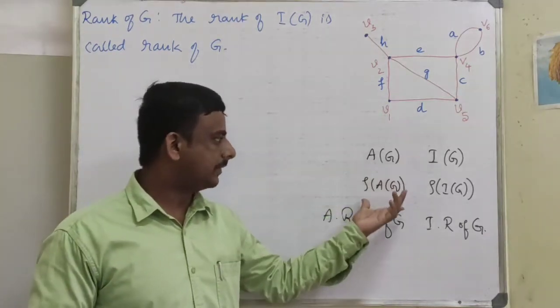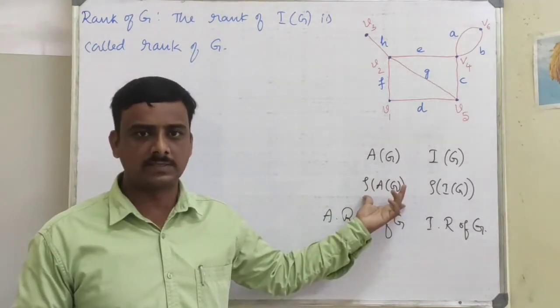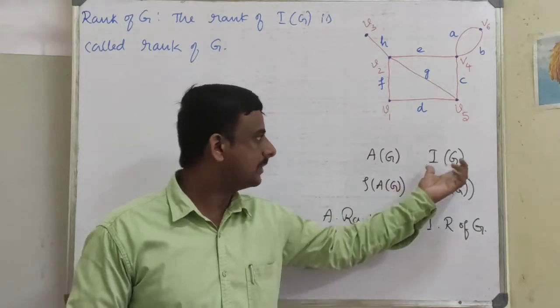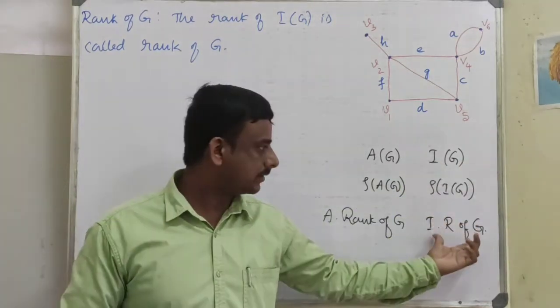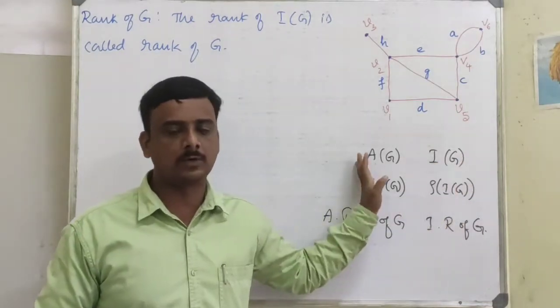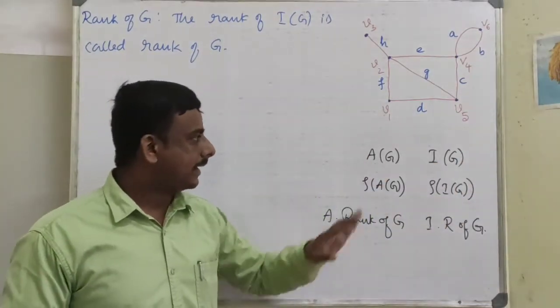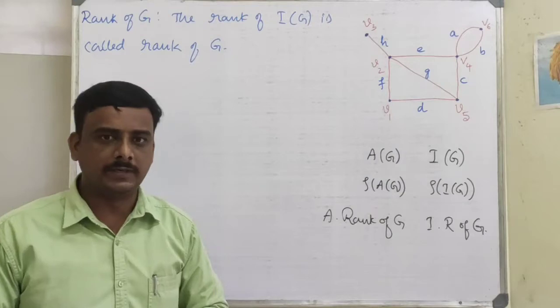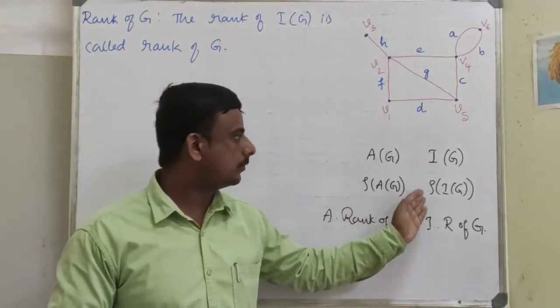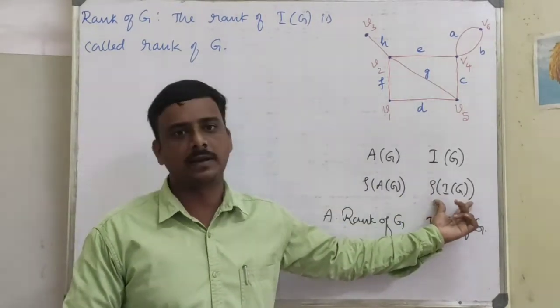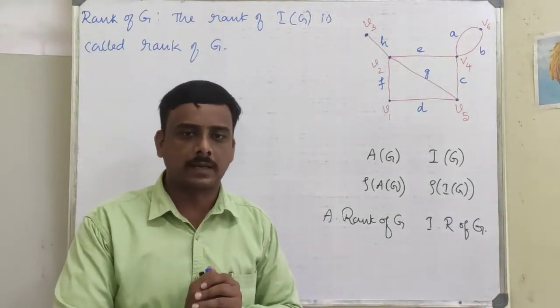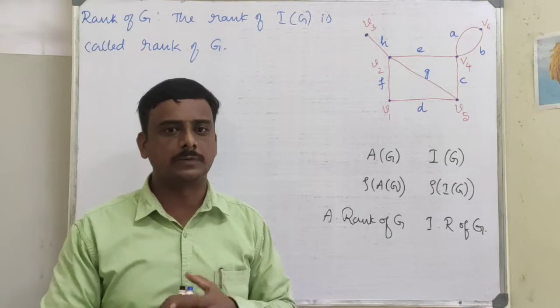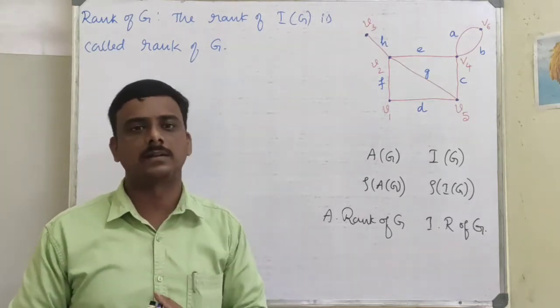Now I can define the rank of adjacency matrix, that is denoted by rho of A of G, and rank of incidence matrix. So for our discussion here, we are going to consider this parameter only. This I am not going to consider. The rank of the graph we are going to define as the rank of the incidence matrix of that graph. So I have a graph G. The rank or incidence rank of that graph.